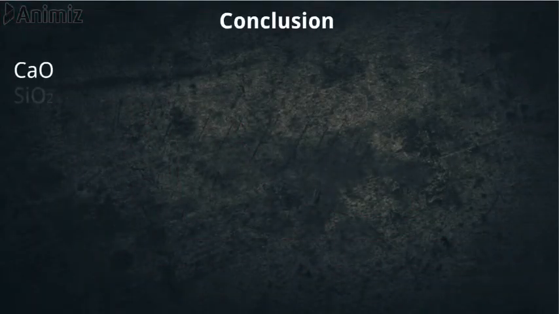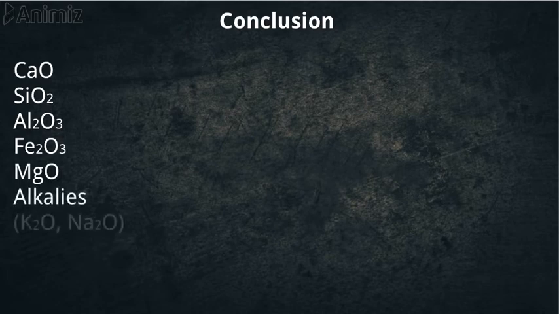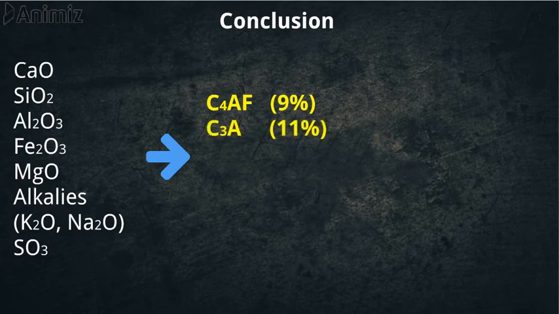The raw materials used to produce cement are calcium oxide, silicon oxide, aluminium oxide and iron oxide, also magnesium oxide, and alkalis such as potassium oxide and sodium oxide. Along with that, sulfur trioxide is also used. When they go into the process, they form 4 compounds known as the Bogue's compounds.